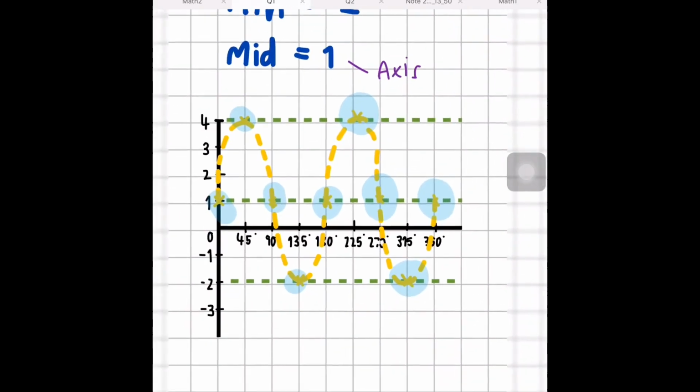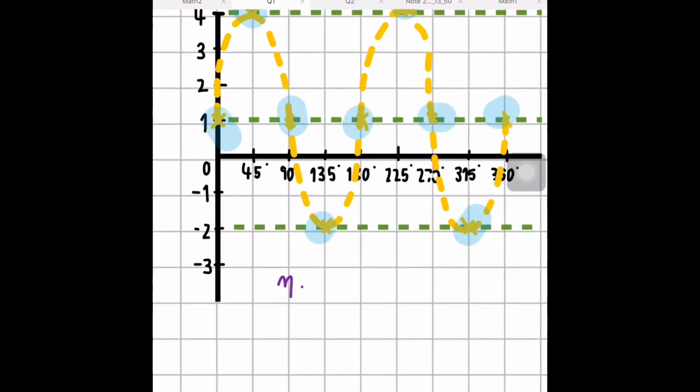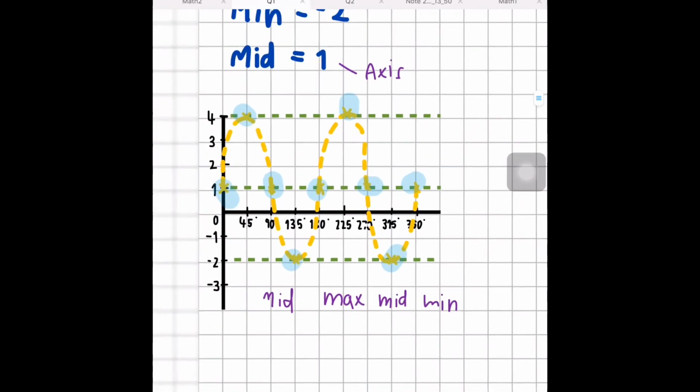It will be mid, max, mid, min. Okay, like this. Mid, max, mid, min.